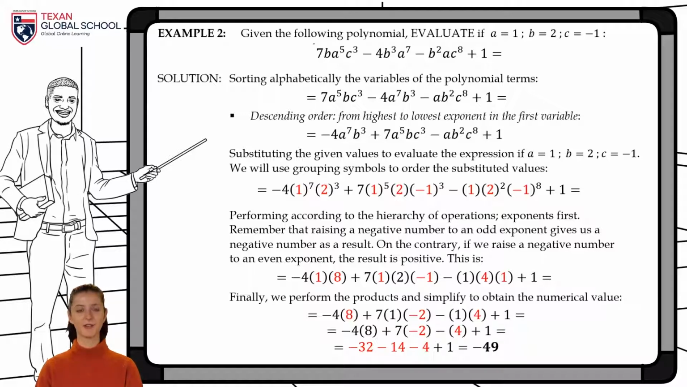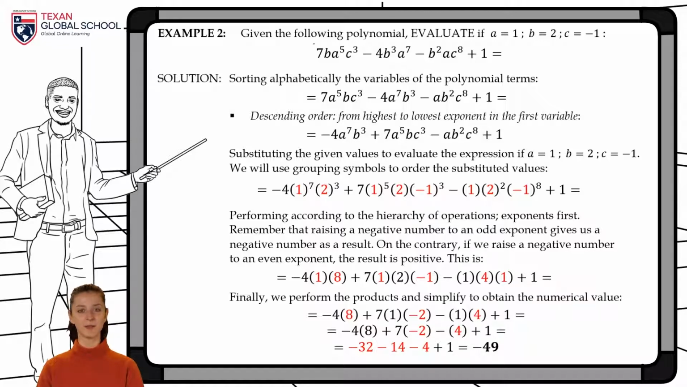Remember that raising a negative number to an odd exponent gives us a negative number as a result. On the contrary, if we raise a negative number to an even exponent, the result is positive. So we get that 1 raised to the 7th power is 1. 2 cubed gives us 8. 1 raised to the 5th power is 1. -1 cubed gives us -1 since it is an odd exponent, or we multiply -1 three times, which gives us -1. Then 2 squared is 4 and -1 to the 8th power, since it is an even power, gives us +1. We then perform the products and simplify to obtain the numerical value of -49.